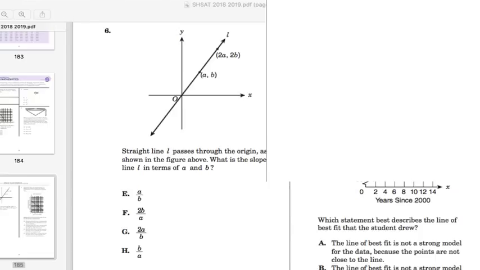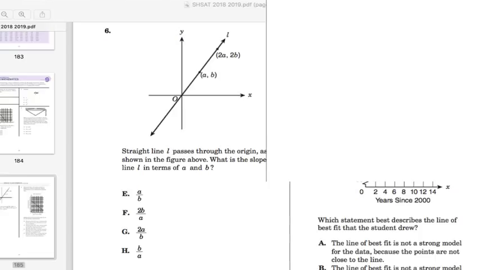Okay, so we notice there are 2 points on the line. One has coordinates A and B, and the other has coordinates 2A and 2B, right? So this one is kind of a no-brainer. It really doesn't matter that it passes through the origin. What really matters to do the slope is to make sure that we have at least 2 coordinates that we can, quote, subtract from each other. So we do have that. We kind of don't care that it passes through the origin. That's extra information at this point.